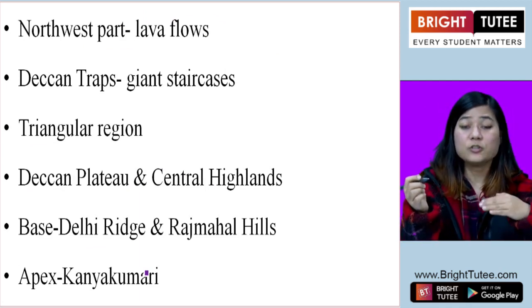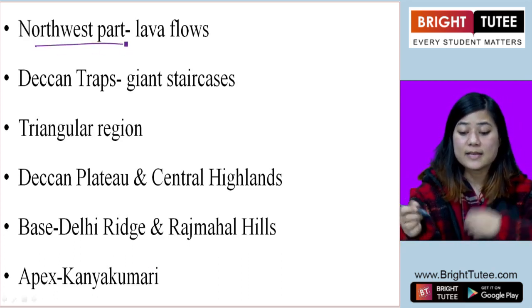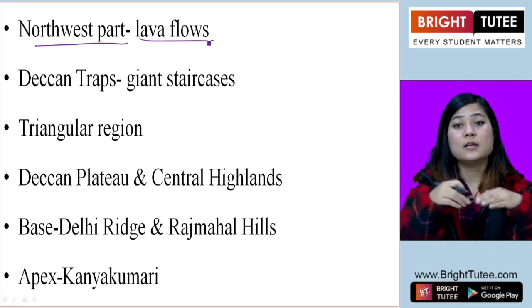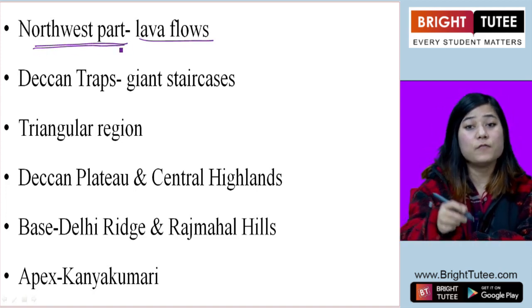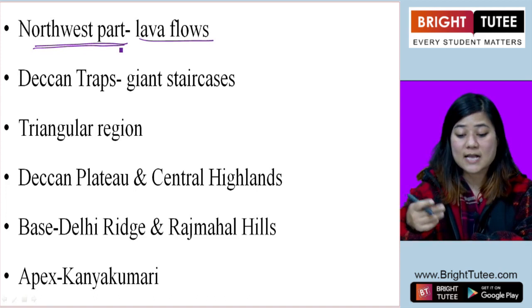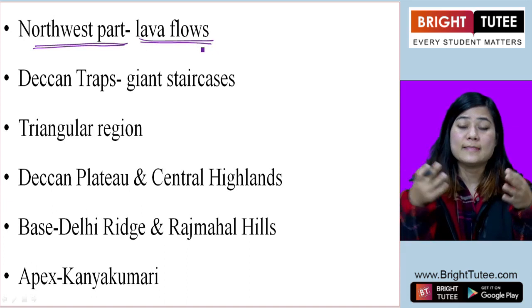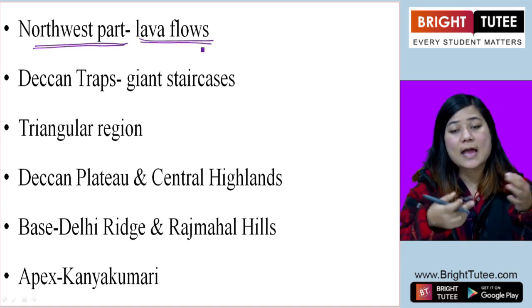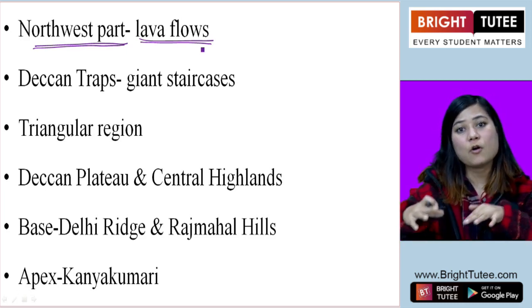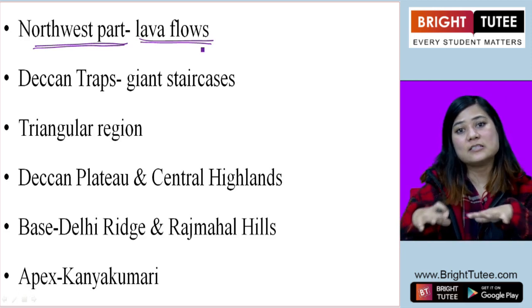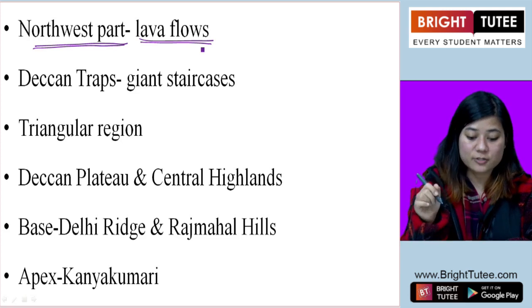Now in the northwestern part of the peninsular plateau of India, there are lava flows. The landmass present there in the northwestern part of the Peninsula Plateau was formed as a result of lava flows. At some point there were volcanic eruptions, and because of those eruptions there were lava flows, and the lava settled there, and thus the landscape was formed. That is the northwestern part of the Peninsula Plateau.